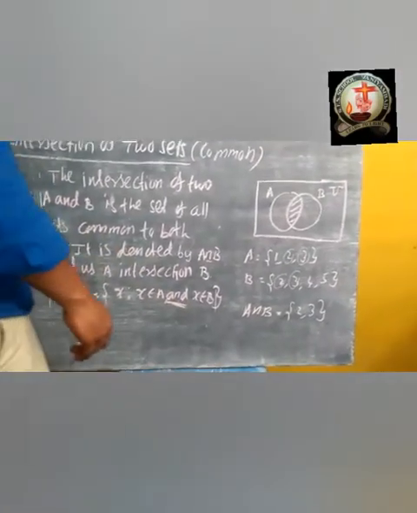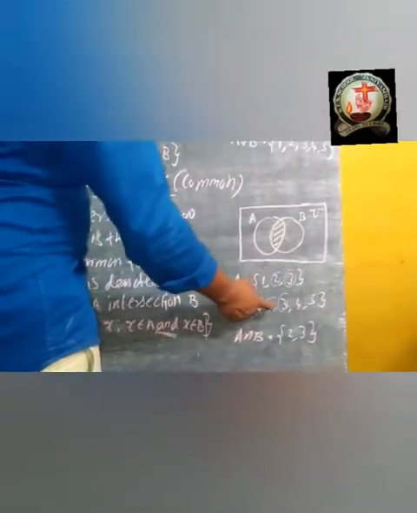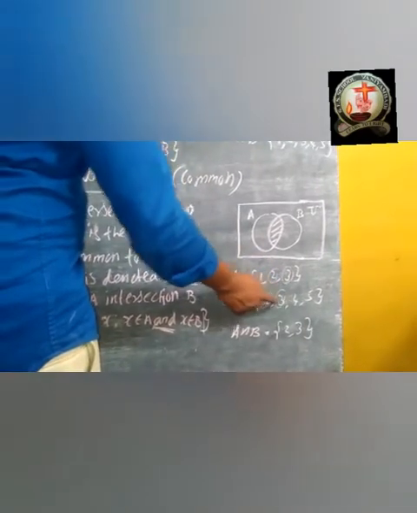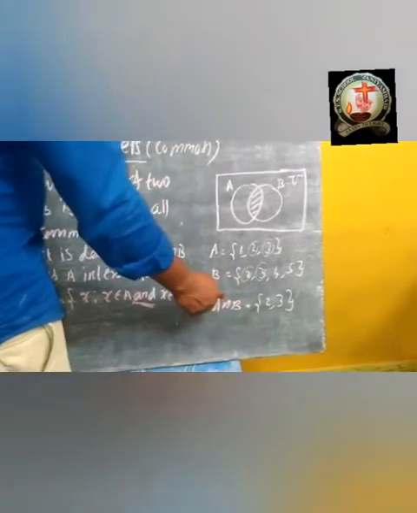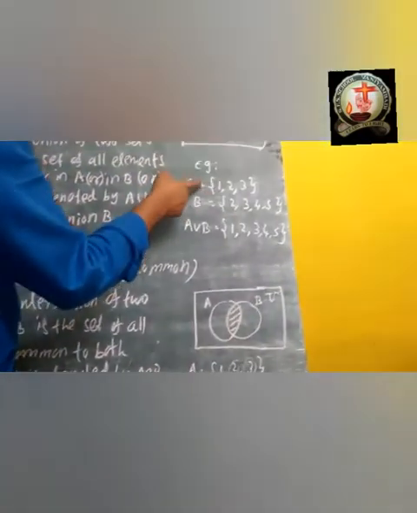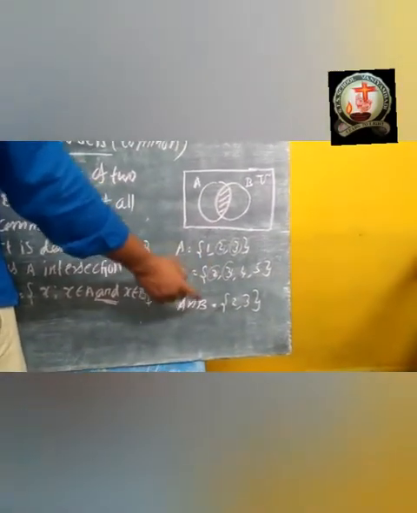We should have the same elements. Look at the example here: A equals 1, 2, 3. B equals 2, 3, 4, 5. In the A section, 2, 3 is there. In the B section also 2, 3 is there. So whichever is common, that you have to write as the intersection. But in union, joining, common and uncommon, everything you have to join. But here, only what is common we have to write.